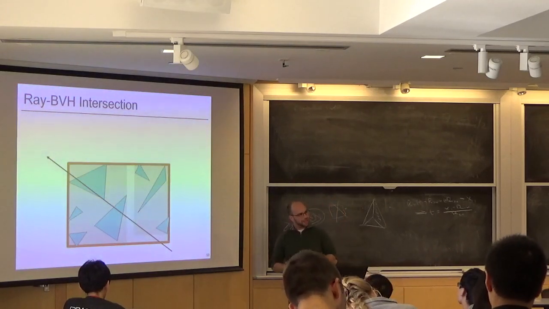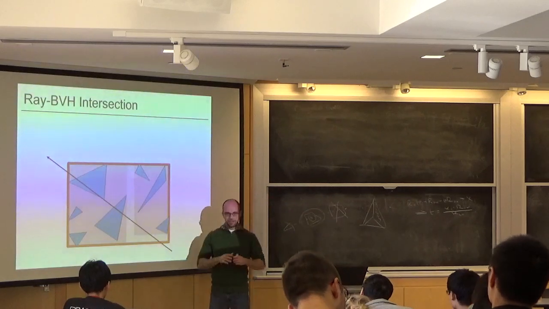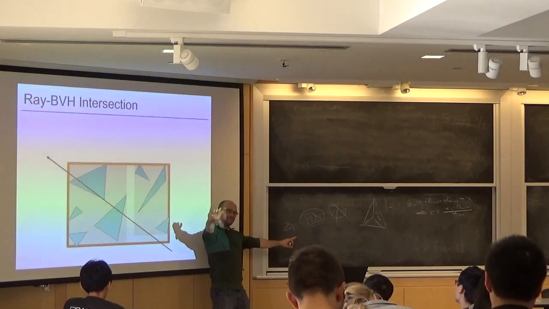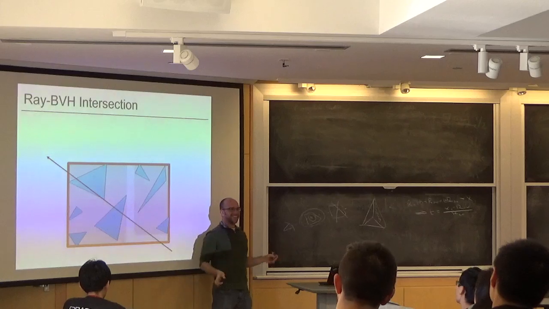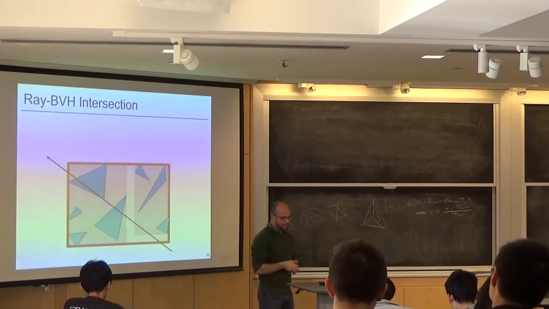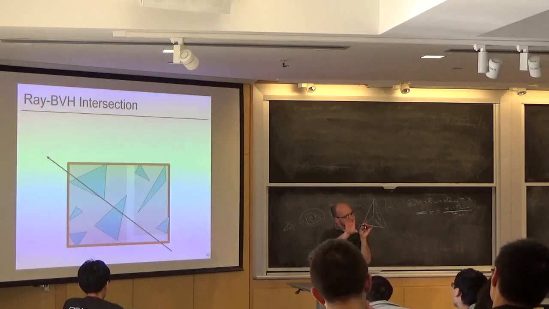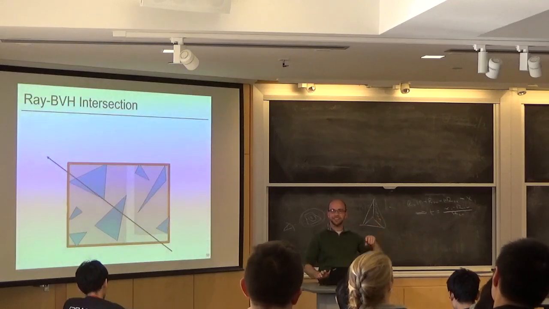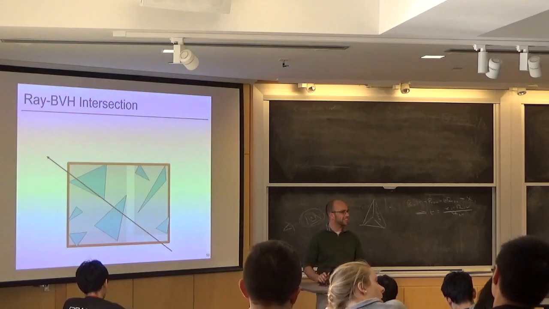Again, remember our basic data structure here is going to be a rectangle, and inside of every rectangle are two more rectangles, until I get down to the triangles. And the thing to remember is that those two more rectangles may intersect each other. You don't always get separation.